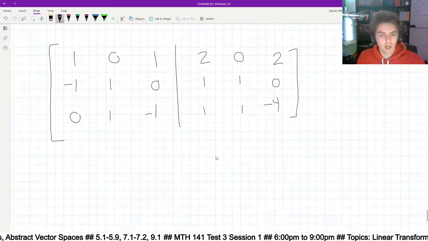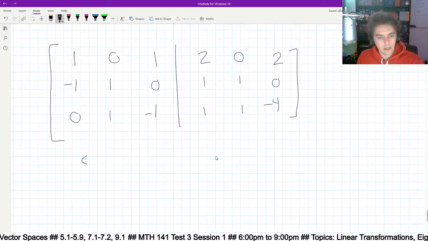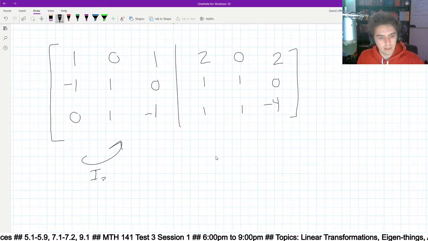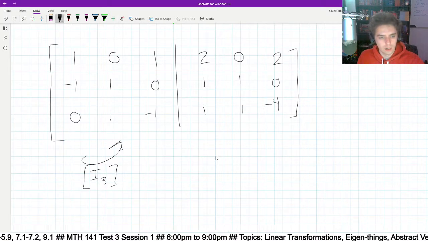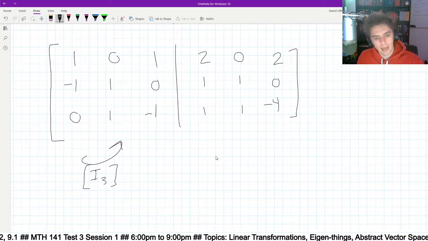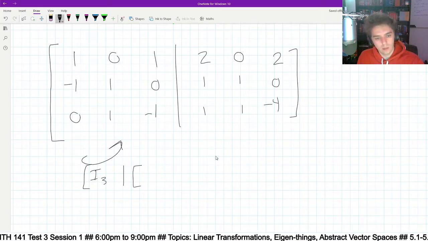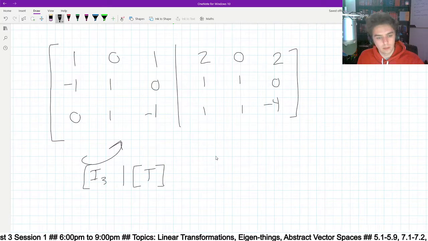Okay, and now we just put this in RREF. Ideally on this side, we should get the identity matrix of size 3, because we're in R3. And on this side, if I can do that, this side will be the matrix representation of T.